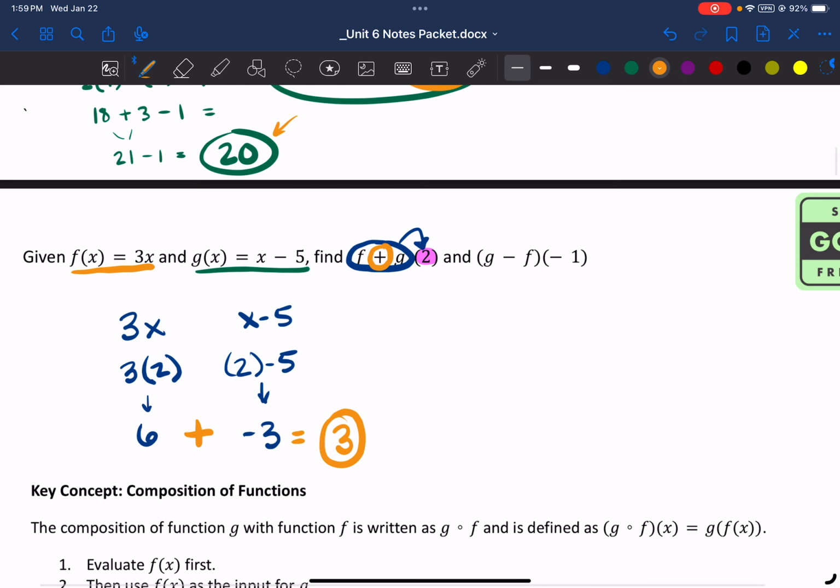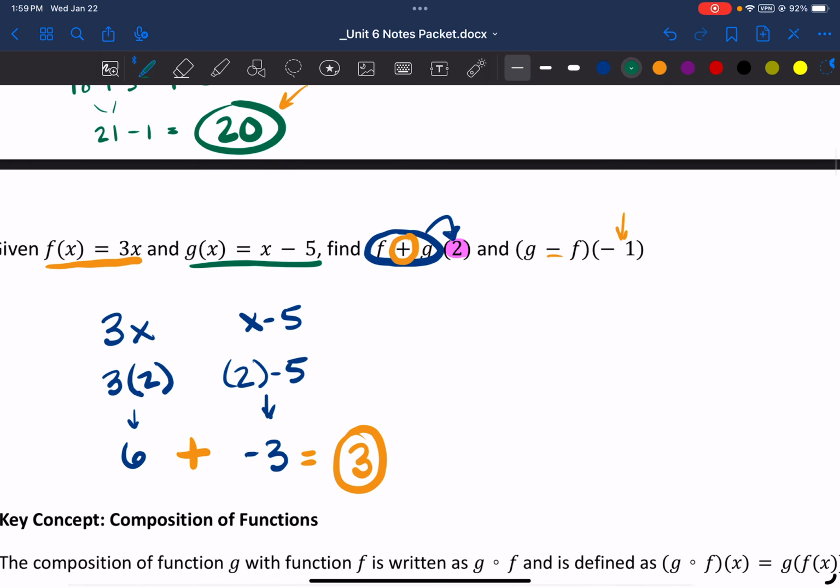Okay, what if we wanted to subtract them with a negative 1 being plugged in? Okay, g of x comes first. Notice that? They switched it on us. G of x comes first. That will change things. Negative 1 minus 5. I'm taking this negative 1, putting it into g of x. We get out a negative 6.